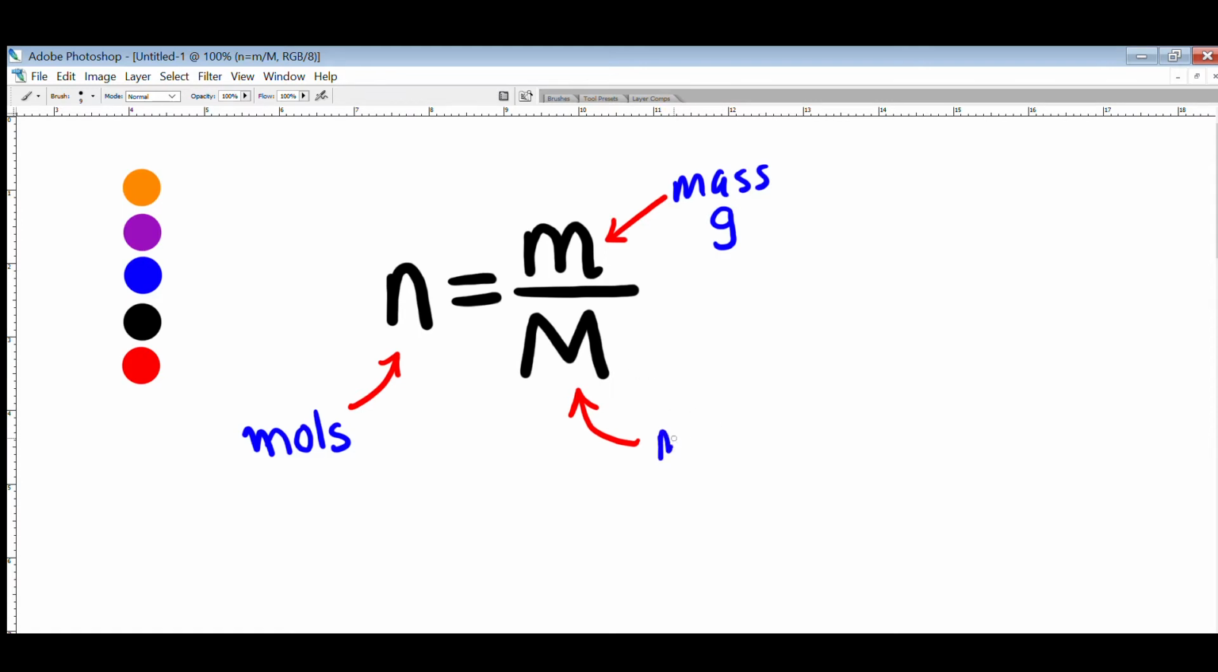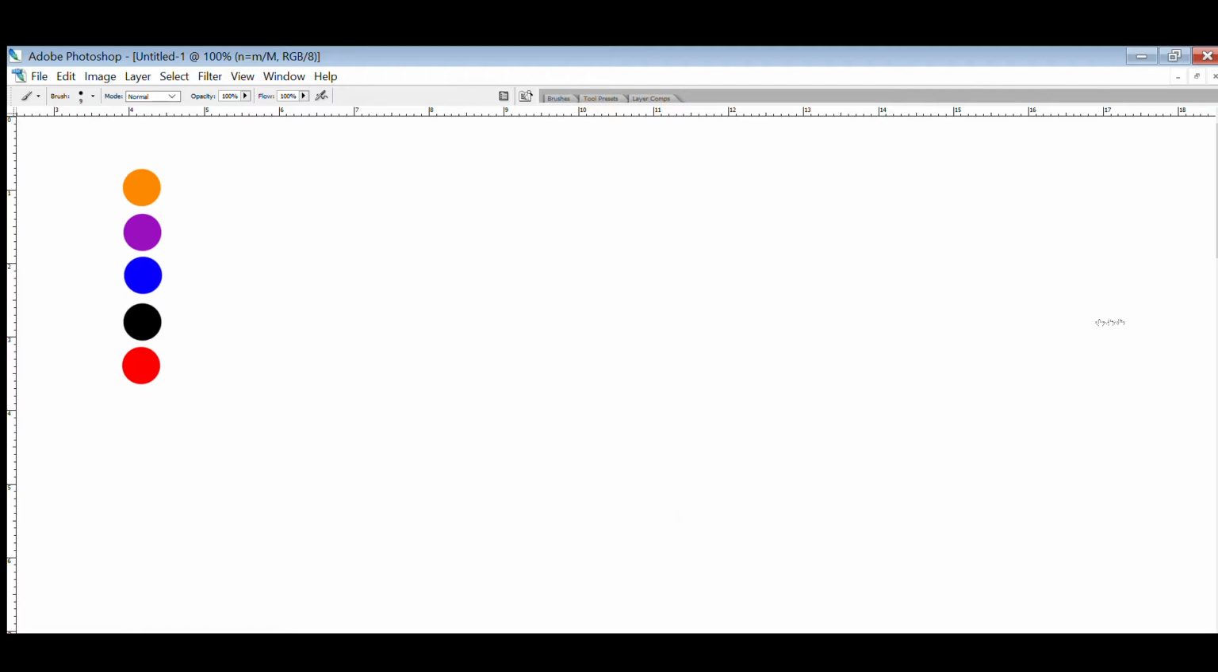And this is molar mass. And molar mass are those numbers you find on your periodic table, and it's given as grams per mole. This equation here is given to you on your formula page, so you don't have to rote learn it. But you must get familiar with rearranging this to find different things. Okay, so let's have a look at an equation here.